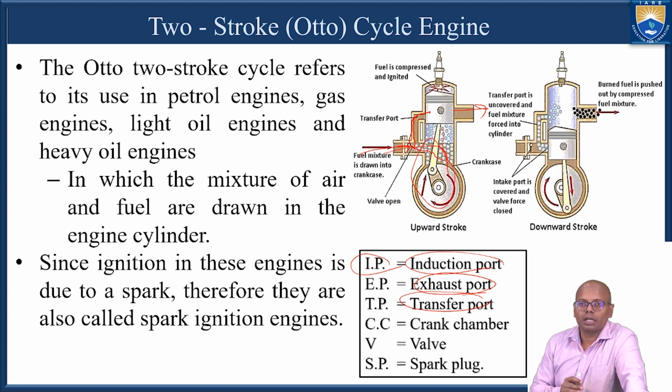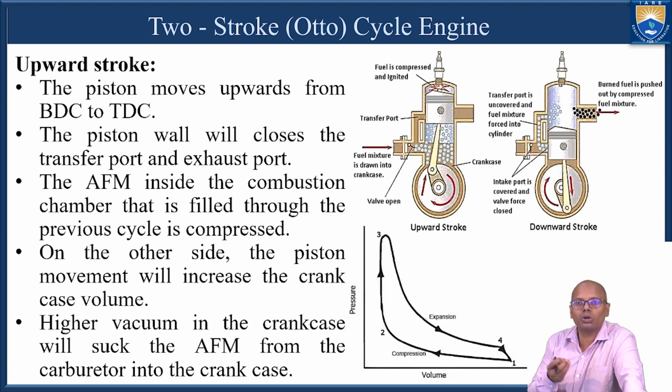Now, in auto cycle engines, the combustion happens because of the spark, and in the diesel engines the combustion happens because of the fuel that is sprayed on the highly compressed gases. Now we'll see what these strokes are in the two-stroke engine. In two-stroke engines we have only two strokes: one is the upward stroke and the other one is the downward stroke.